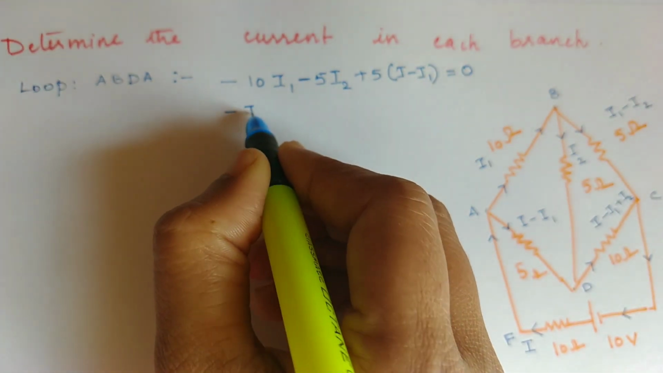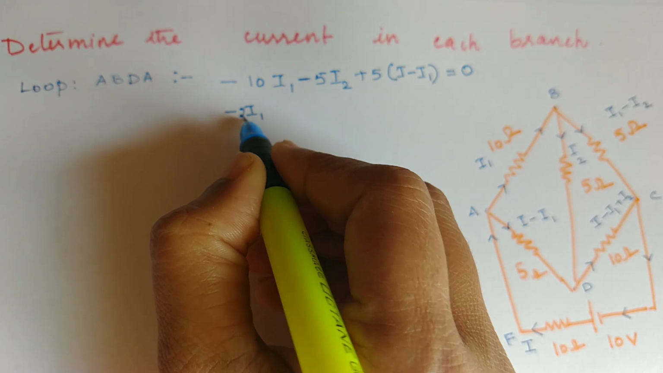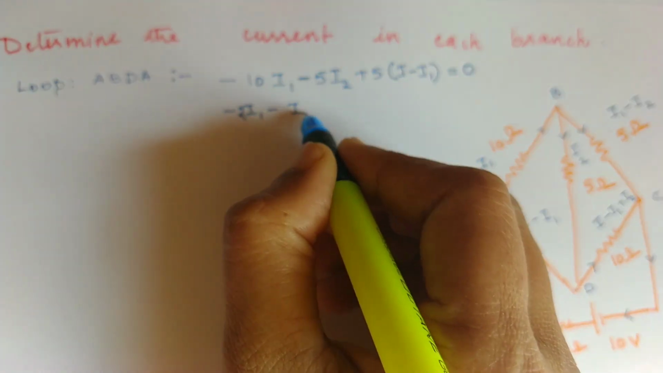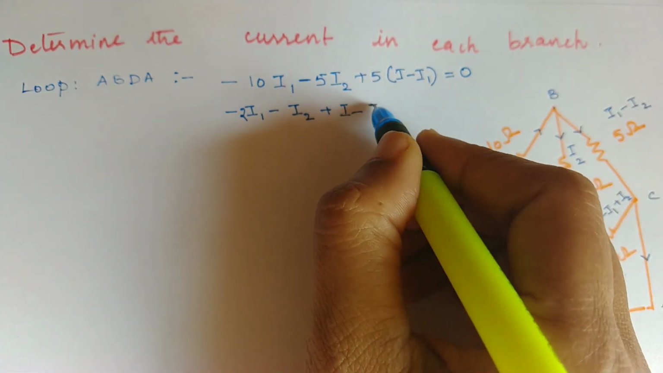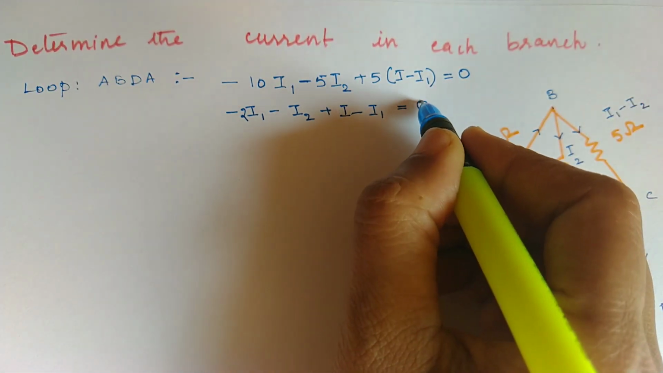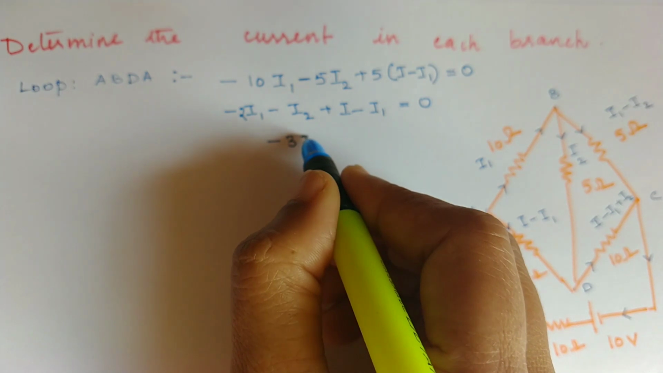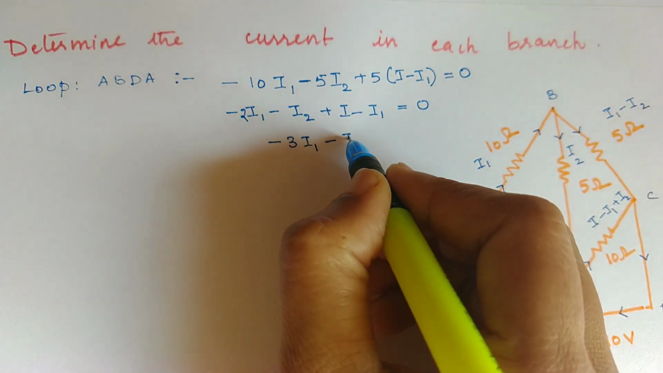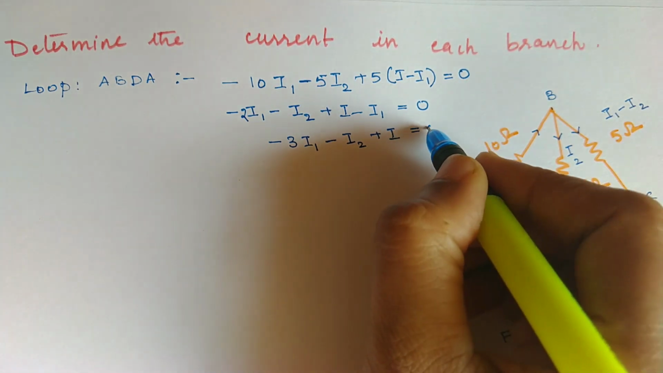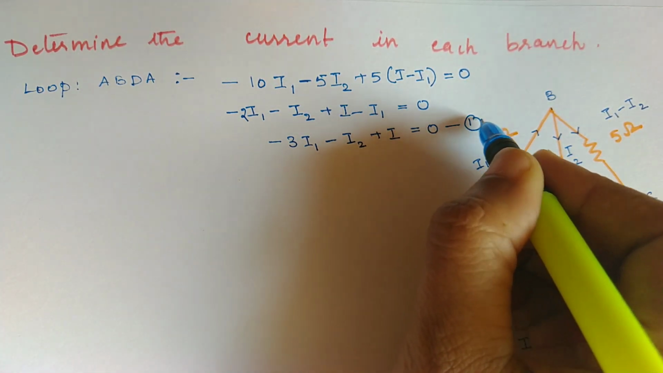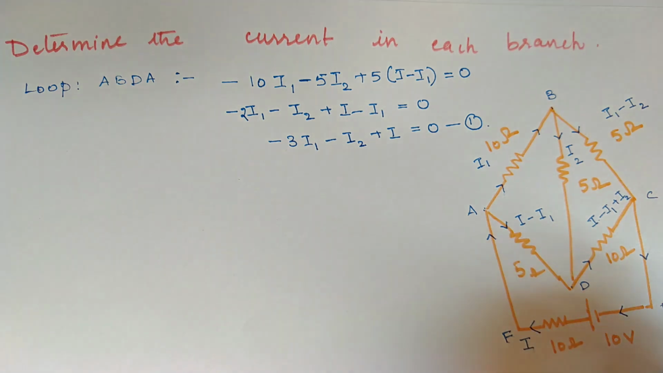We will get minus I1, minus I2 plus I minus I1 is equal to 0, or minus 3 I1 minus I2 plus I should be 0. Call this as equation 1. Now we need two more equations.